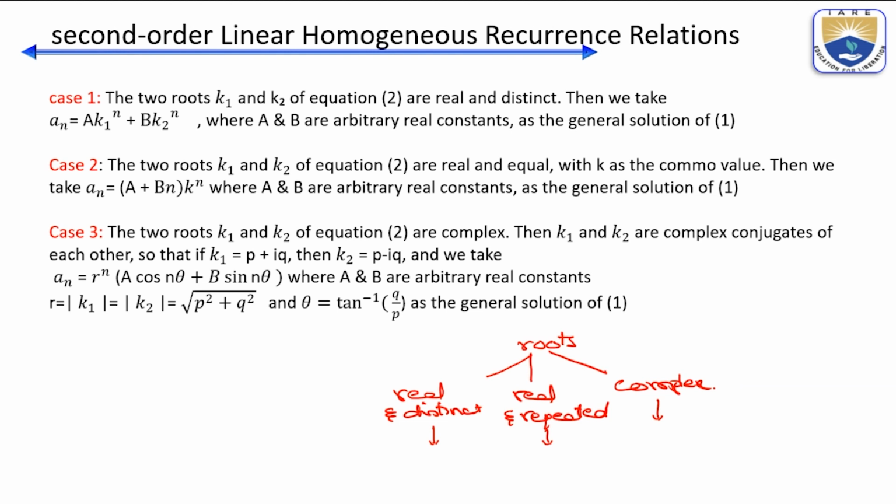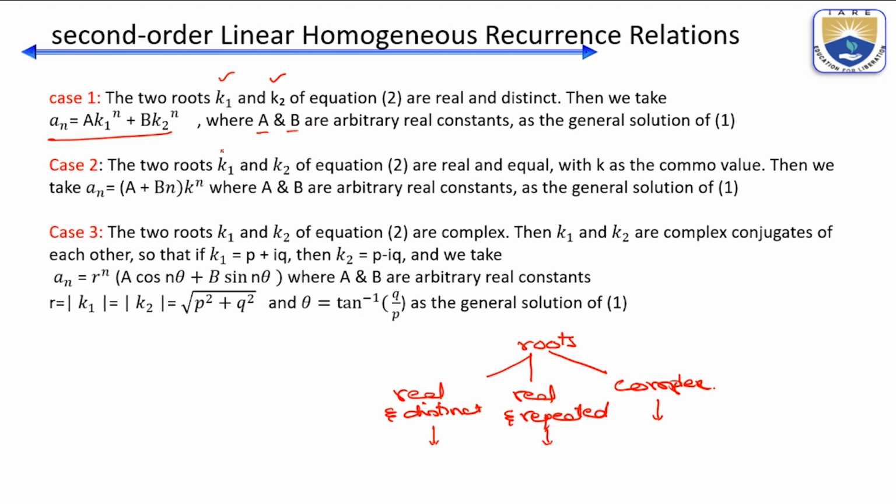So for that, whenever the roots are real and distinct, let us say that k1 and k2 are distinct roots, then the solution is this: an equals a k1 to the power of n plus b k2 to the power of n. So here a and b are arbitrary constants.